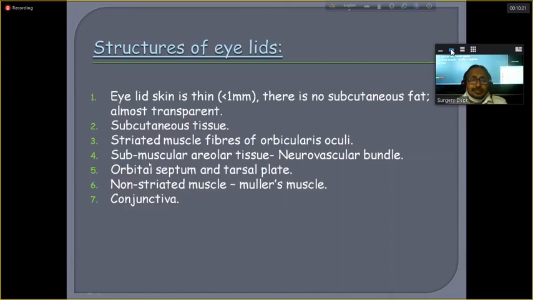And a smooth muscle is Mueller's muscle. This is a non-striated smooth muscle. It helps to elevate the eyelid, to open the eyelid.